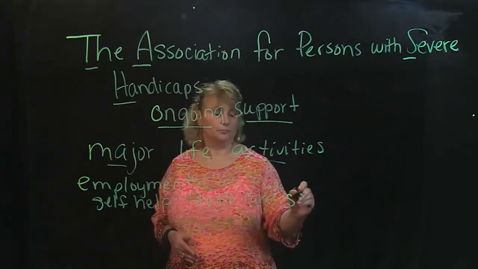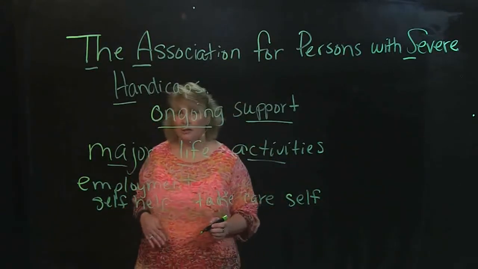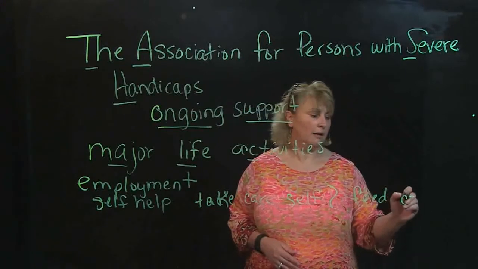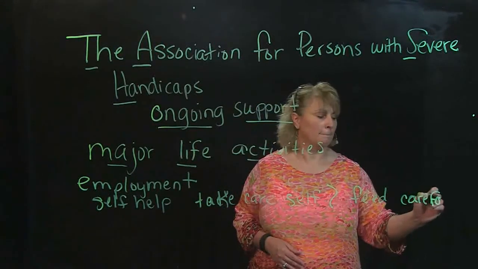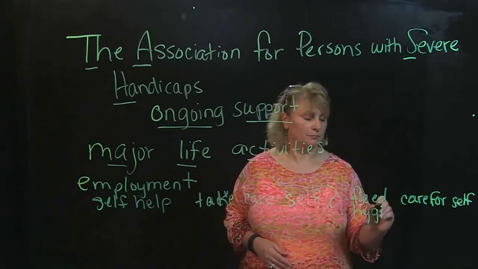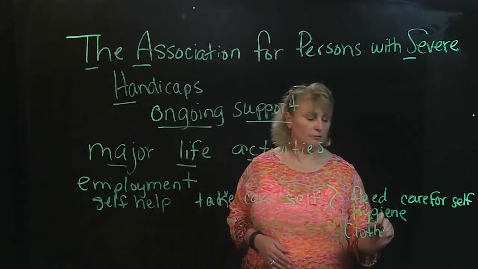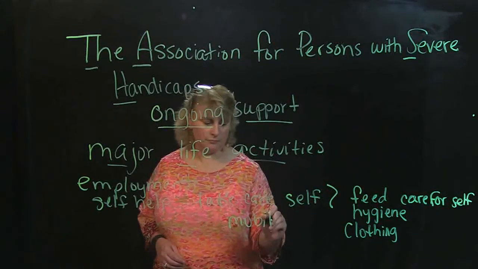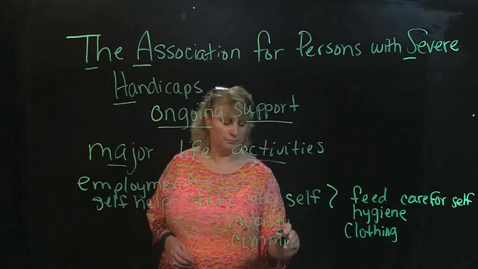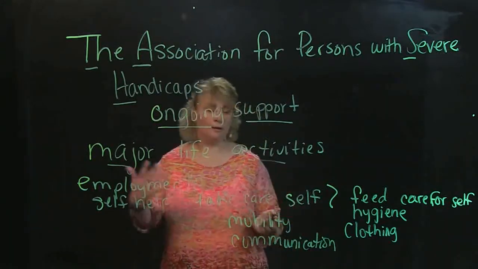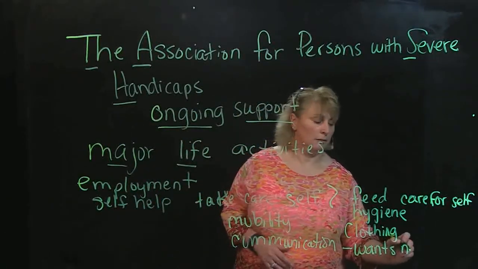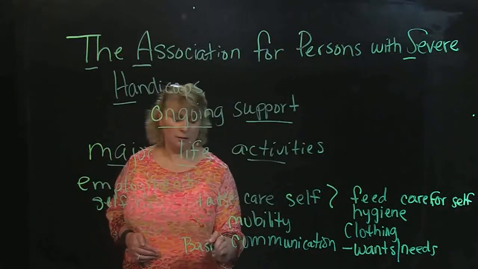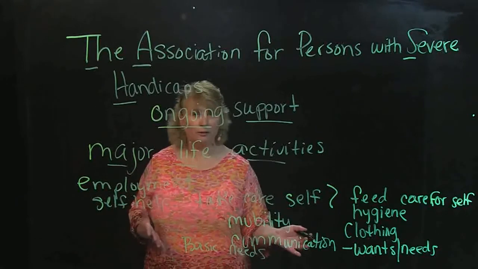So when you think about taking care of yourself, that all includes feeding and caring for yourself, hygiene, clothing yourself. All of those independent things, your mobility, your communication skills. If you can't communicate your wants and your needs, how do you tell somebody what you want, what you need? You're meeting your basic needs. So how do you get those basic needs met?